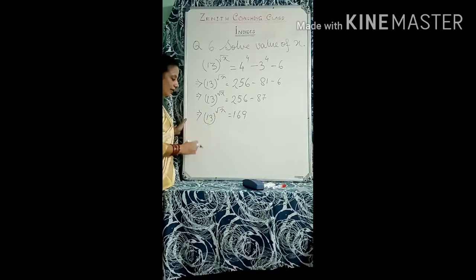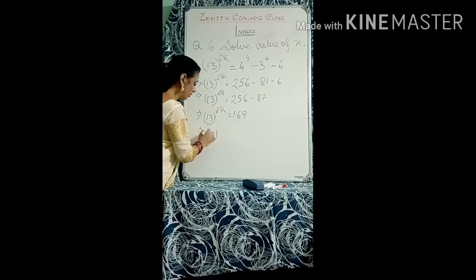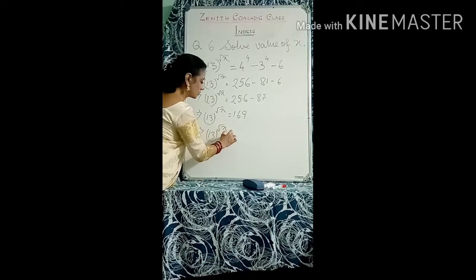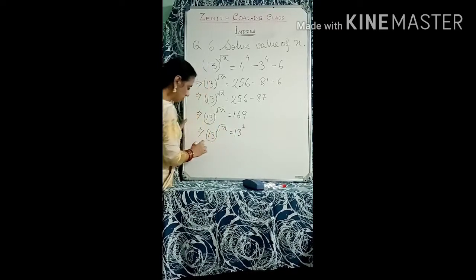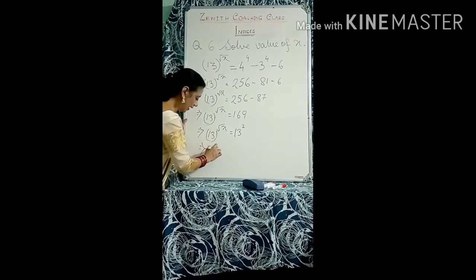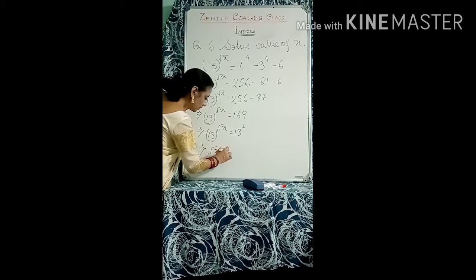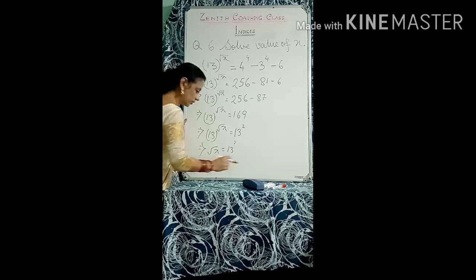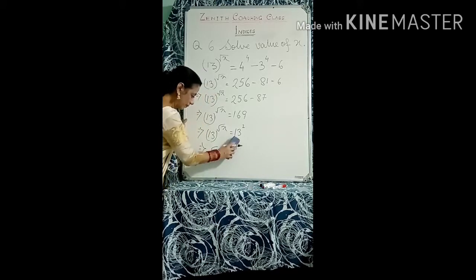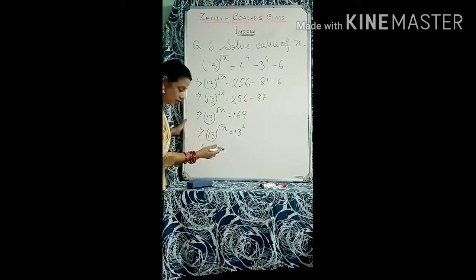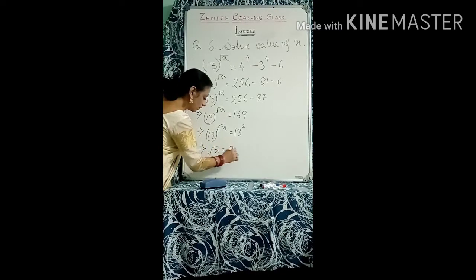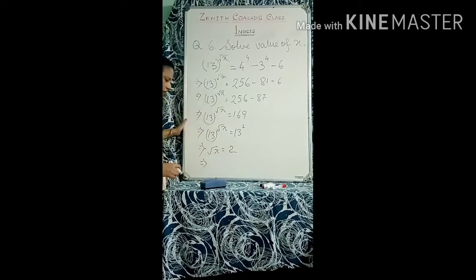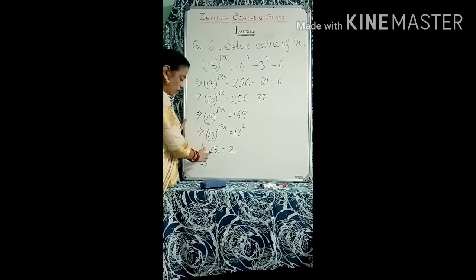Okay. Now 13 to the power root x equals to 169. You know 169, that is 13 square. So 13 to the power root x equals to 13 square. Cancelling the base, I'm writing there, so root x equals to 2.